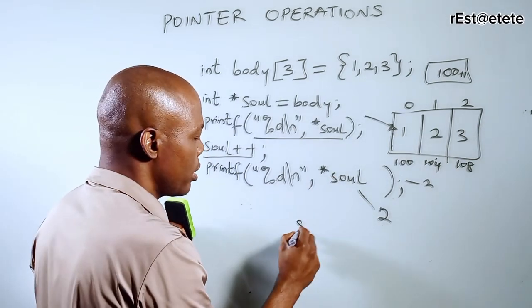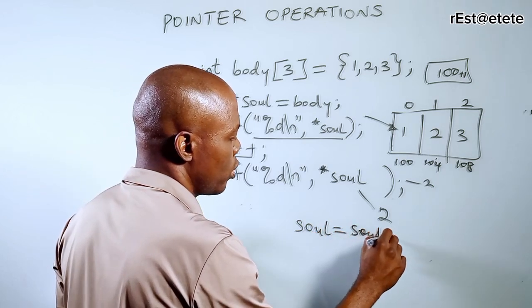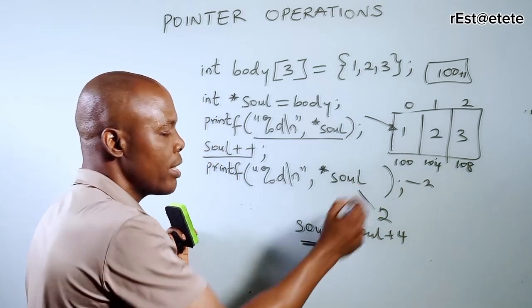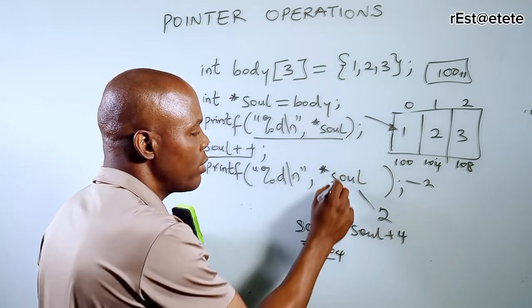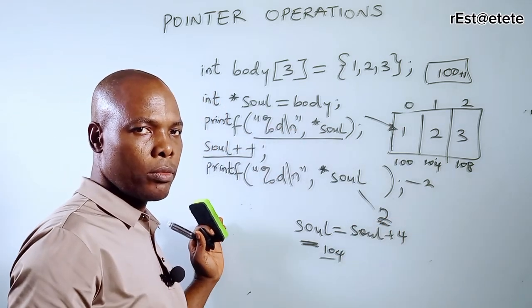2. Because it did sol plus 4 and assigned it back to sol. So sol is now carrying 104. So the value is going to be what? 2. That is what pointer arithmetic does.